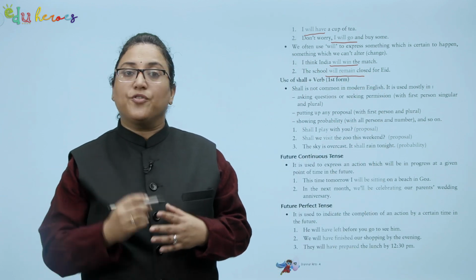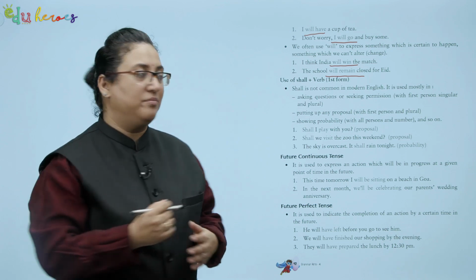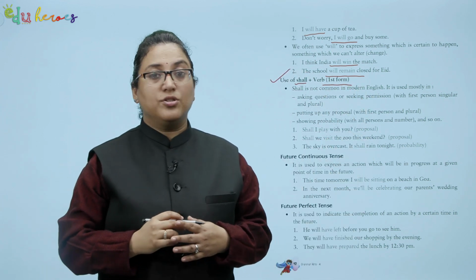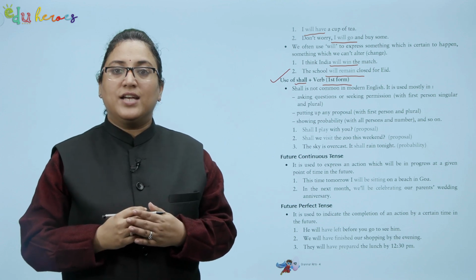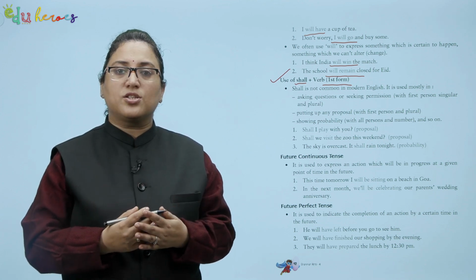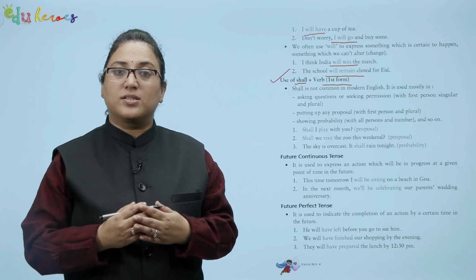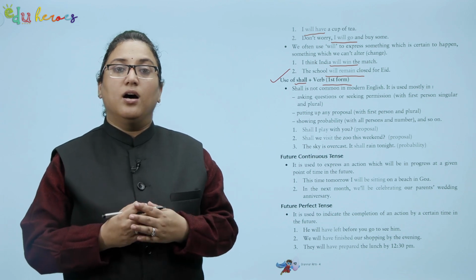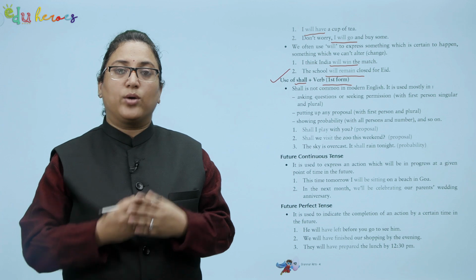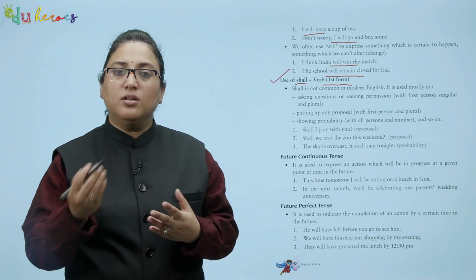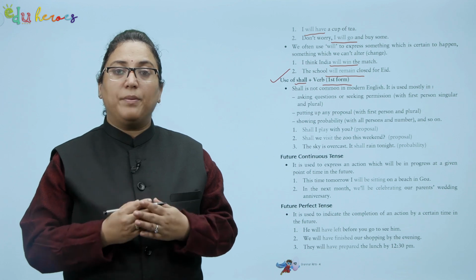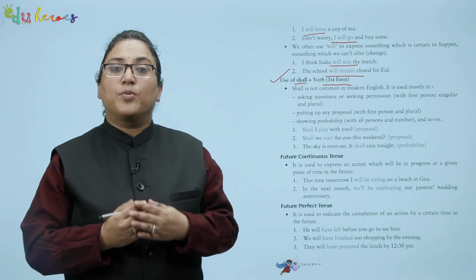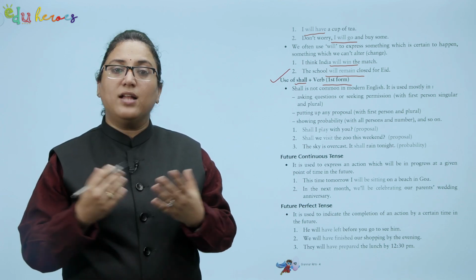Let's now understand the use of shall plus verb in the first form. So, shall now. Children, shall is not common in modern English. It is used mostly in asking questions or seeking permission with first person, singular and plural. Shall हम modern English में ज़्यादातर use नहीं करते हैं. हम shall का usage देखेंगे जब कोई questions पूछे जा रहे हैं या हम permission मांग रहे हैं. Putting up any proposal with first person and plural, or showing probability with all persons and number and so on.